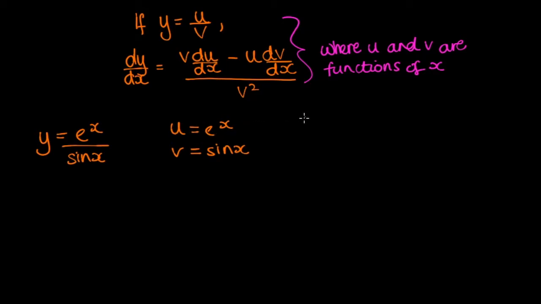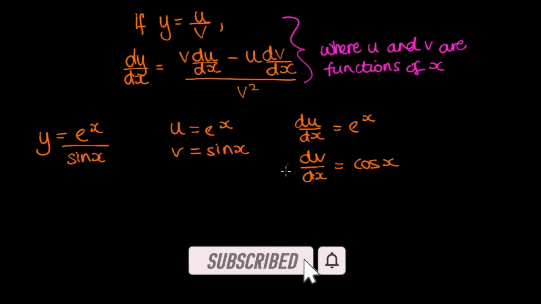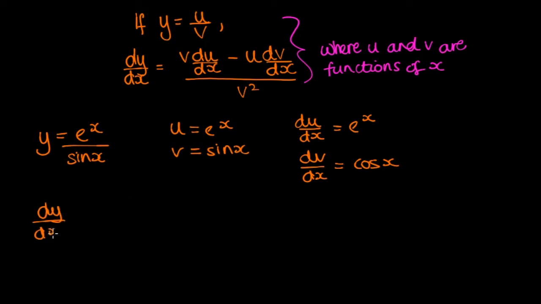So the first thing we're going to do is differentiate them individually. If u is equal to e to the x, then du by dx is equal to e to the x as well. And if v is equal to sine x, then dv by dx is equal to cosine x, the derivative of sine. So now we have u, du by dx, v and dv by dx. We can plug them in the formula to get dy by dx. So dy by dx is equal to v times the derivative of u minus u times the derivative of v, and that's all divided by v squared, so all divided by sine squared.